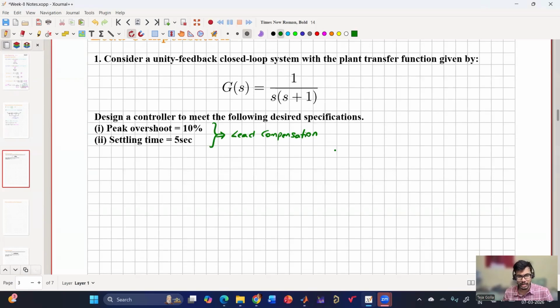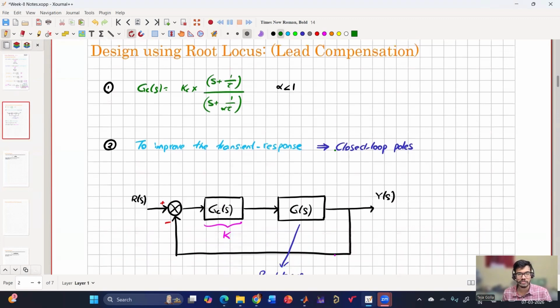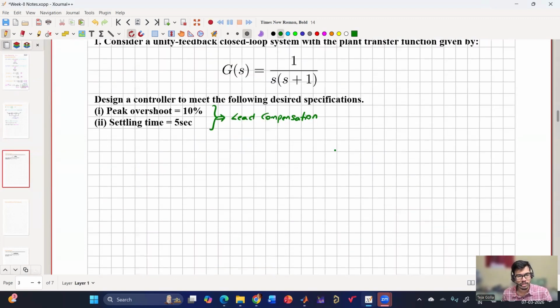First, let us follow the step-by-step procedure. The transfer function is known. First, we have to find the closed loop poles. The maximum peak overshoot is given by 100 into e to the power minus pi zeta by square root of 1 minus zeta square, and the settling time Ts is given by 4 by zeta omega. Now we have to find the closed loop poles.